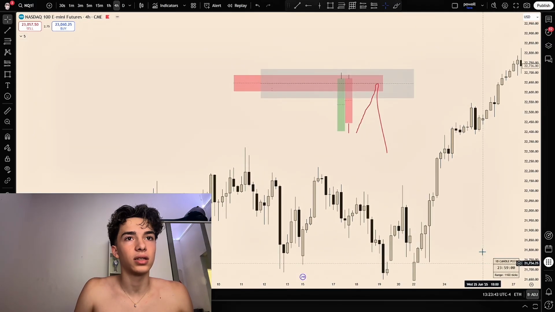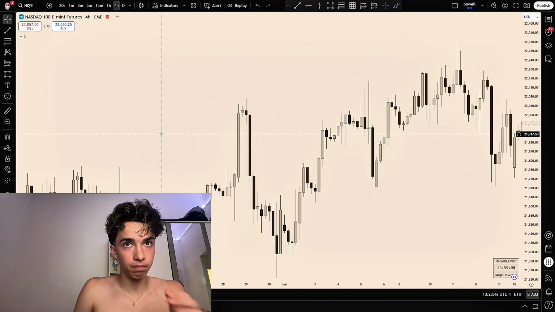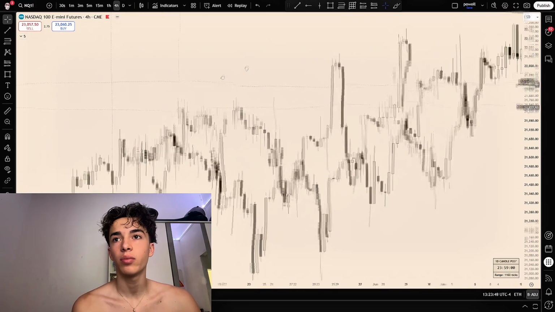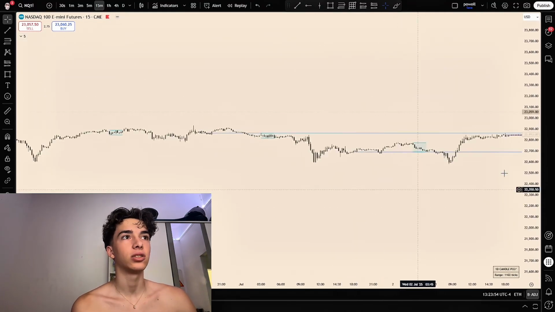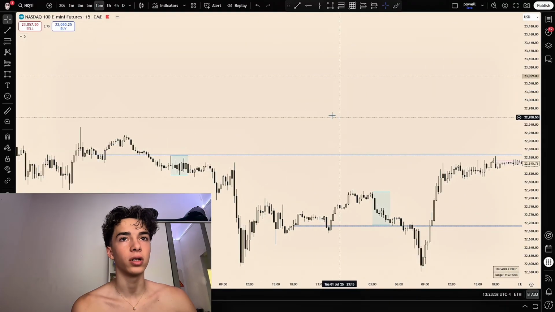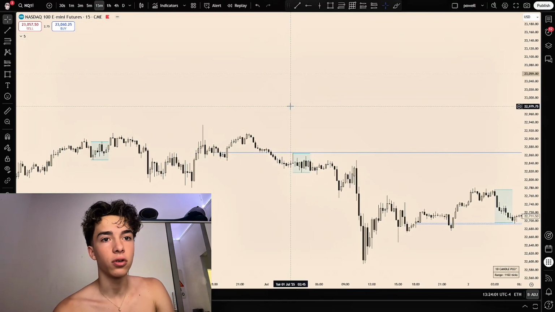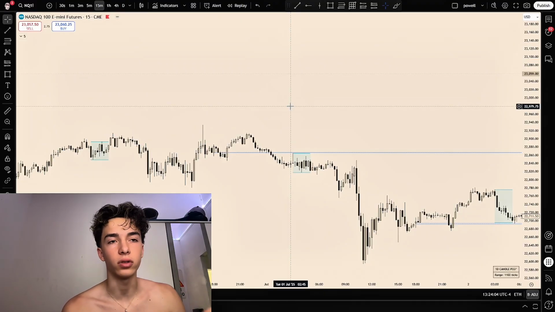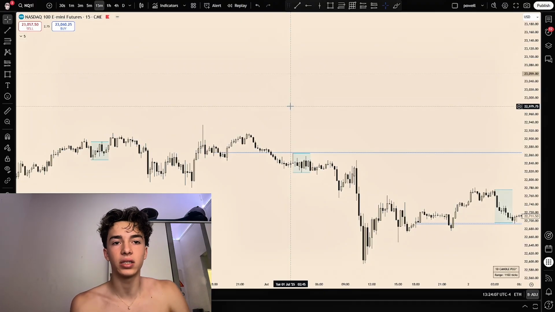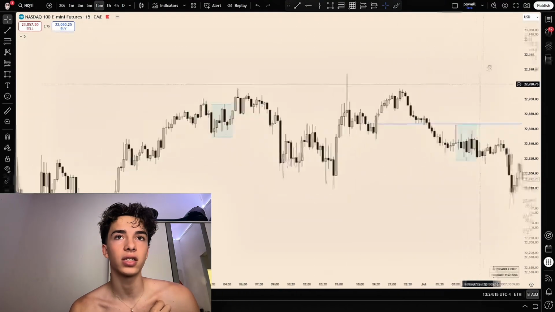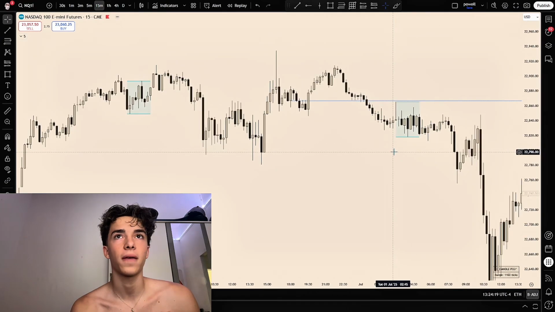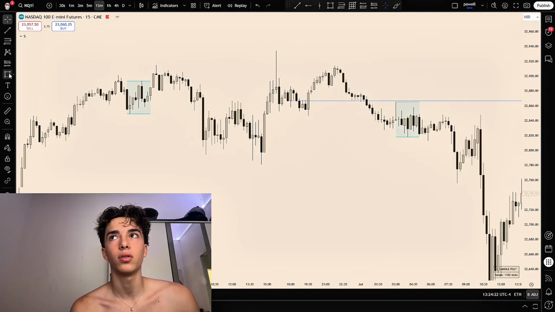What else? I wanted to do another inversion fair value gap example. Let's do it on the 15 minute, because all the concepts I explain work on every time frame. In every video, I explain which are the best time frames for each concept, because there is a best time frame for every concept and every model. They work on every one, but there are some best ones. Here, for example, that's a good inversion fair value gap.